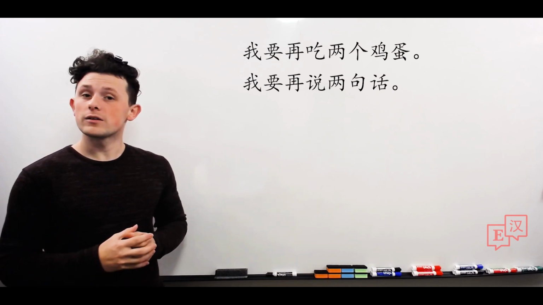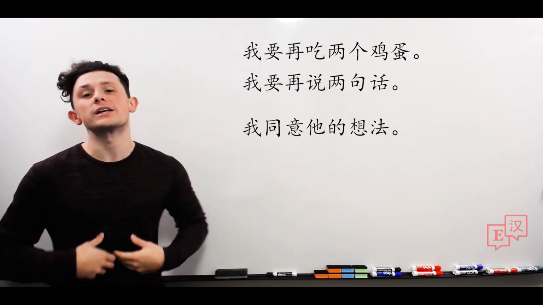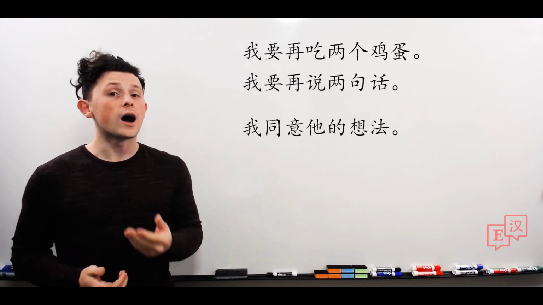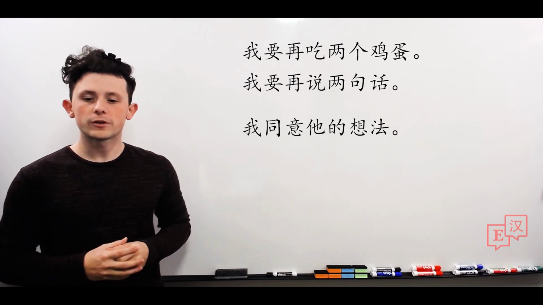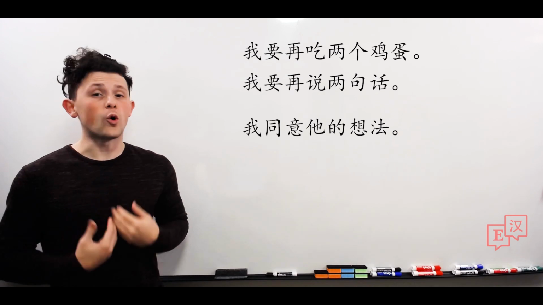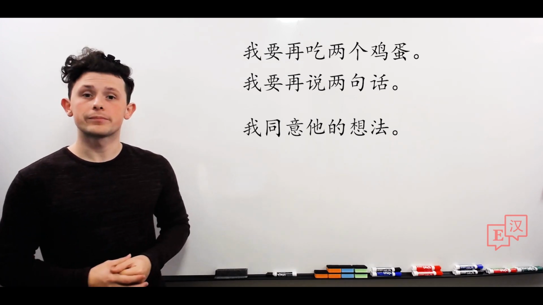Our next grammar point for today is 同意. And again, this will be used to express consent or agreement with something. And it has a few different ways it's used. First, 我同意他. Very simply, I agree with him.